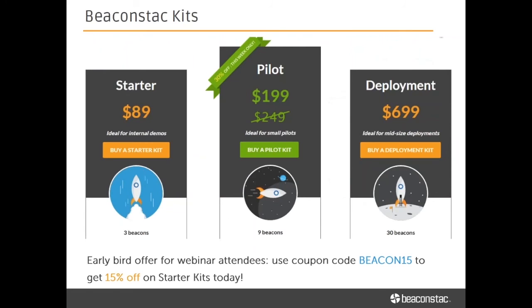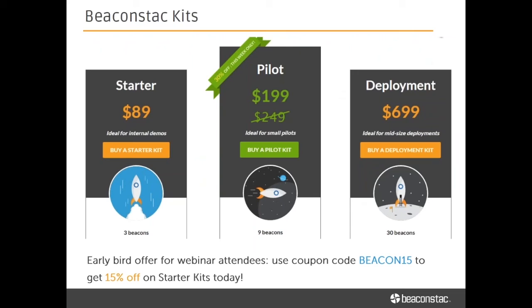We do have three main types of kits: the starter kit, the pilot kit, and the deployment kit, depending on which stage your beacon project currently is. They each come with the hardware, the beacons themselves, the Beacon Stack app and SDKs, as well as the platform. The only thing that's different is the number of beacons that come in each kit.